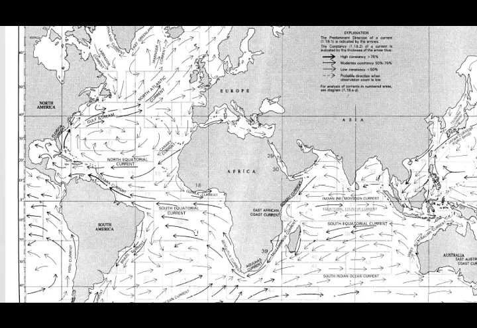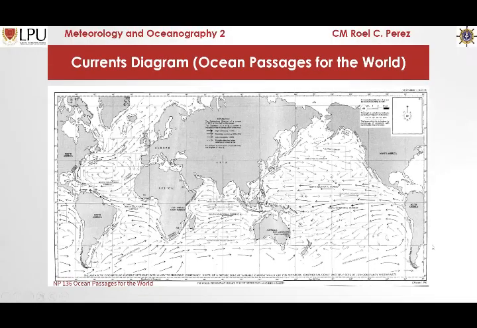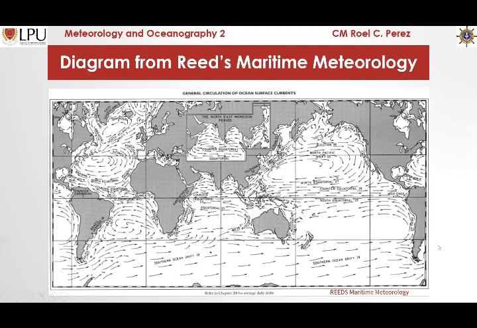You will pass through here, no? So just by looking at the current diagrams, you can readily know what current will affect you. So here is Mexico, Gulf of Mexico. So it is all pushing you. So we have also the diagram from Reed's Maritime Meteorology, which also shows arrows, no?